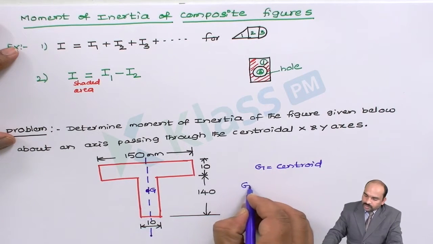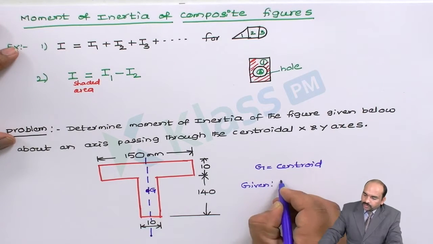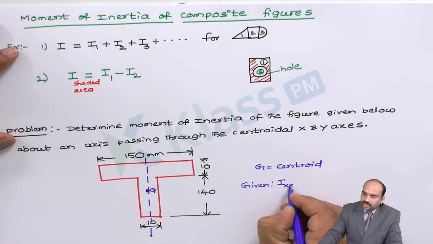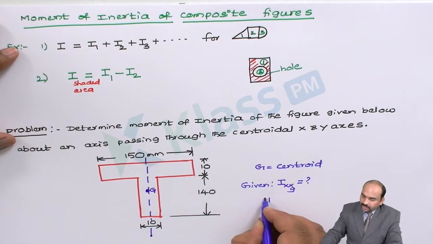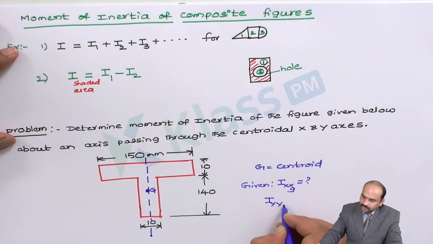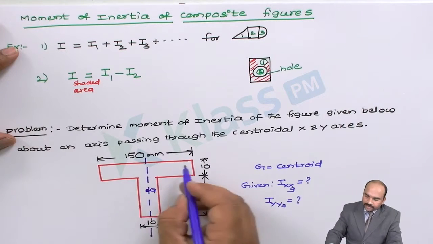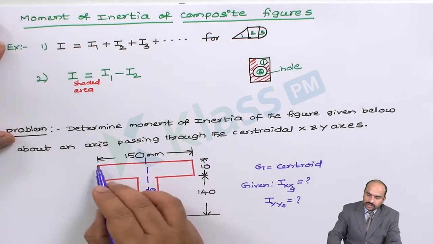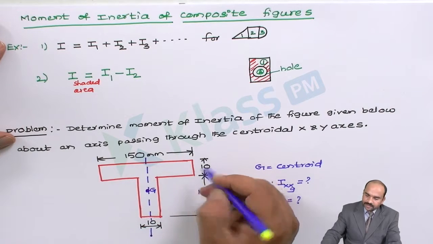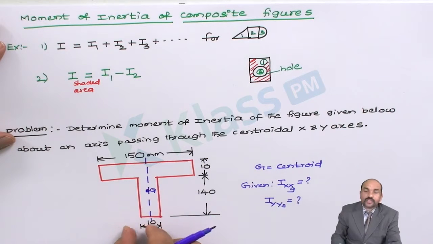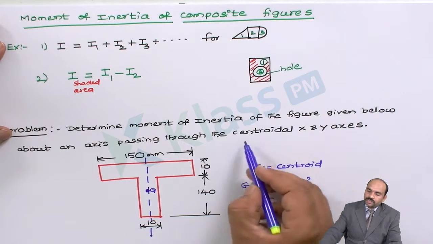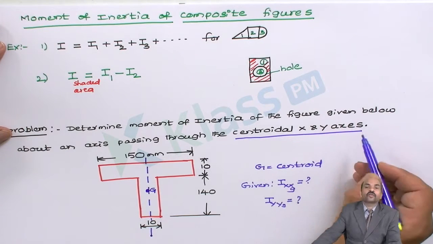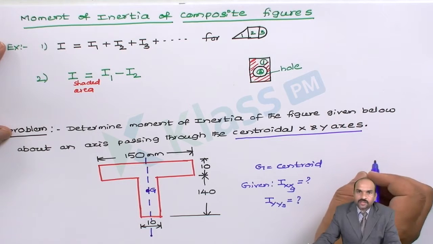So what is given? We have to calculate moment of inertia about the centroidal x axis and centroidal y axis. So this is the diagram given. This length is 150, this is 10, this length is 140, this is 10. Let us solve this problem.